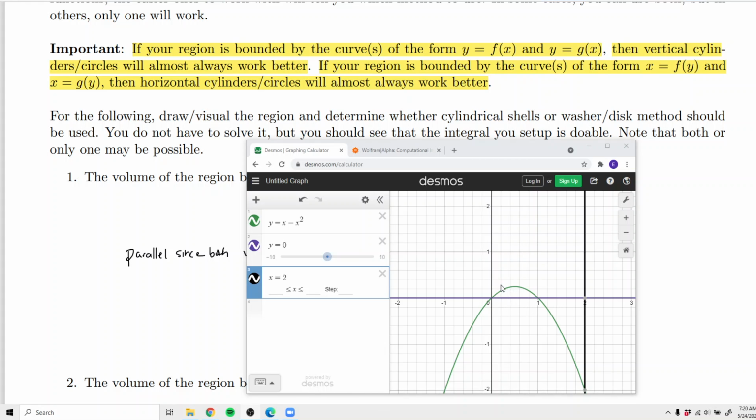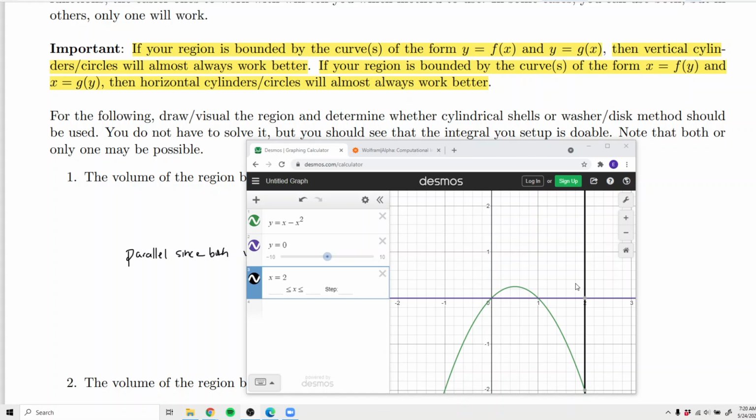If we set up the shells to have heights over here, then we could say the height is the top one, which is x minus x squared, minus the bottom one, which is 0. So we can easily get the height of the cylinder. And we can also get the radius because it would be 2 minus x. We're running through the x values of 0 to 1 here, but it would just be 2 minus x.